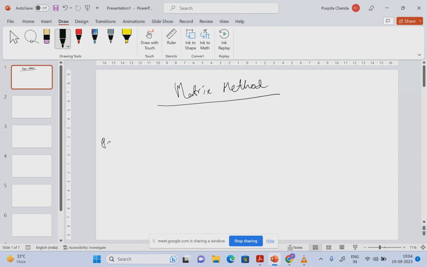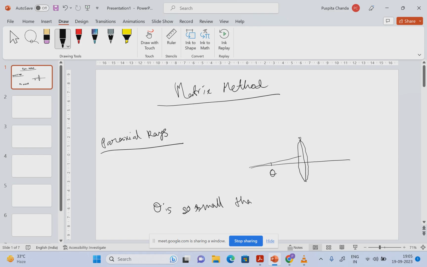we need to know what paraxial rays are. Paraxial rays are the rays which are very close to the optic axis of the system, like any lens. This is the optic axis or symmetric axis. The rays which make a very small angle with the optic axis, or very close to the symmetric axis, are paraxial rays. Their angle theta is so small that we can assume that sine theta is proportional to theta and cos theta is almost 1.